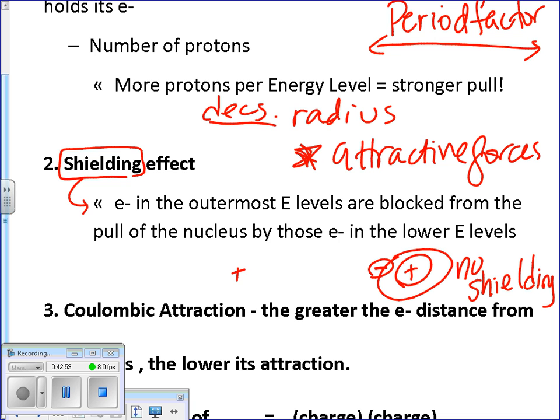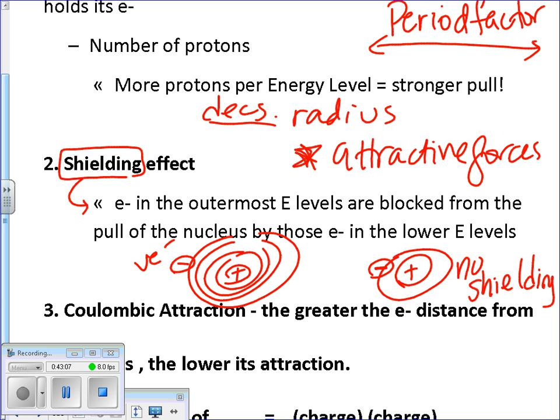And if we have something that's lots of energy levels, let's say 5 or 6, and the electron's out here, that's our valence electron, don't forget it's on the very outside, there's a large amount of shielding. There's negative, negative, negative, negative, negative. There's all these negatives in between. And that distance makes a difference in the attractiveness between the nucleus and that valence electron, the outside electron. So this would be lots of shielding.